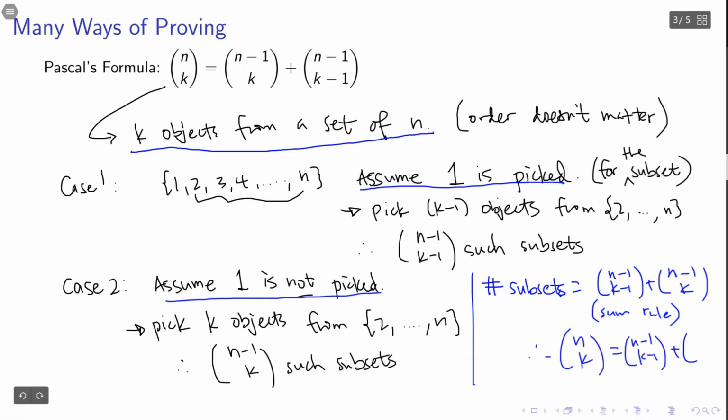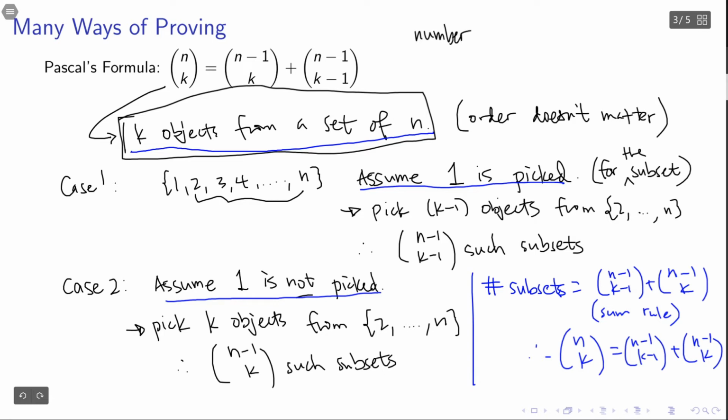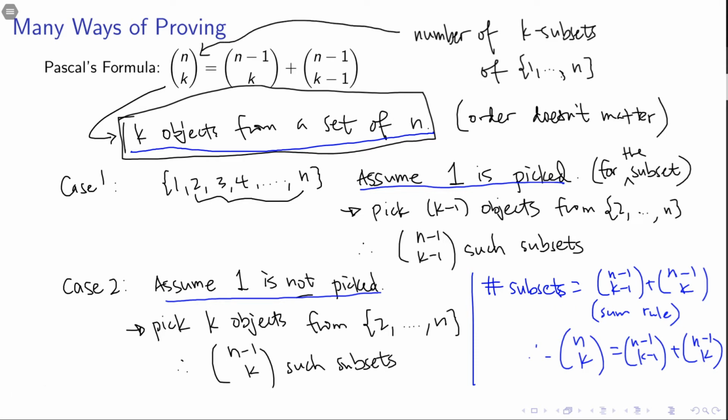Right, so what we just did here was to prove Pascal's formula using a different method than algebra. What we did was to count the same collection of things, the number of k-subsets of the set from 1 to n, and we counted it in two ways. The first way is just by directly using the binomial coefficient, because that's what it's defined as. And the second way is to break it up into cases and say, well, using the sum rule, I can also express it in this way on the right.